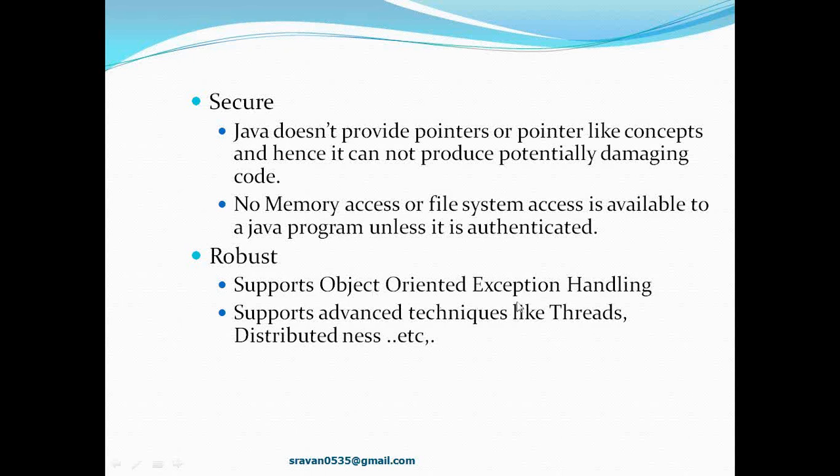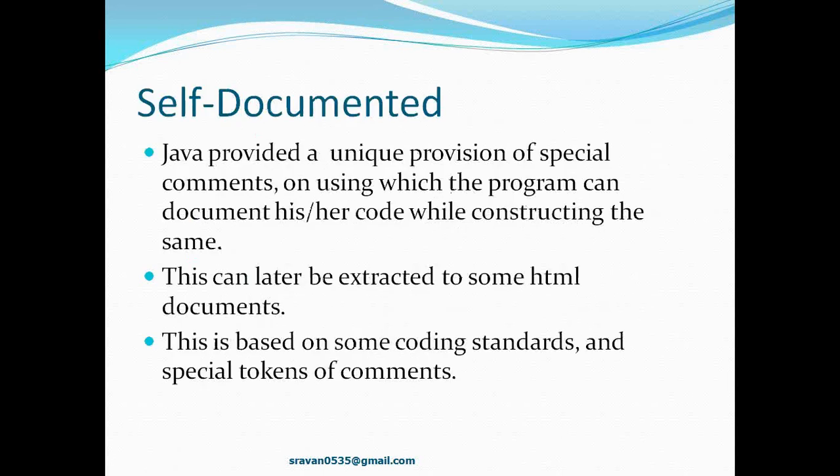Robust supports object-oriented exception handling and advanced techniques like threads and distributed computing. Because of these important concepts, it is robust. Robust means it's like strong. Here, exception handling and threads are some of the concepts in Java.